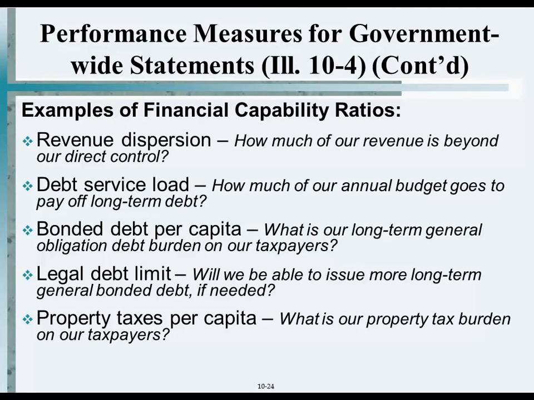Legal debt limit: can you issue more long-term general bonded debt if needed? A big issue with some municipalities. You need to do something, but you have reached your debt limit. You can't issue debt. So what do some people do? They sign on to capital leases, which are outside the debt margin calculation. Property taxes per capita: what is our tax burden on our taxpayer? And this is information that's widely available. So let's take a quick 5-minute break and then we'll come back and finish this.